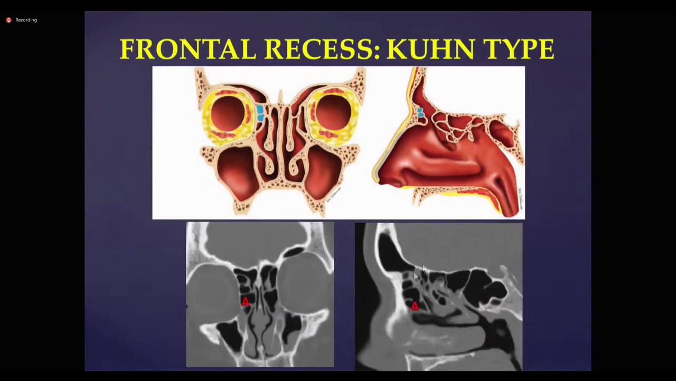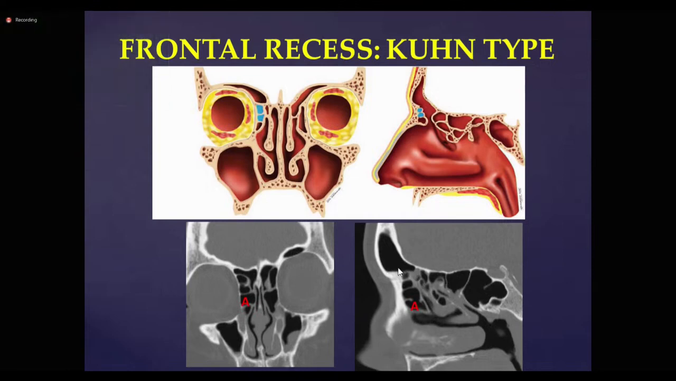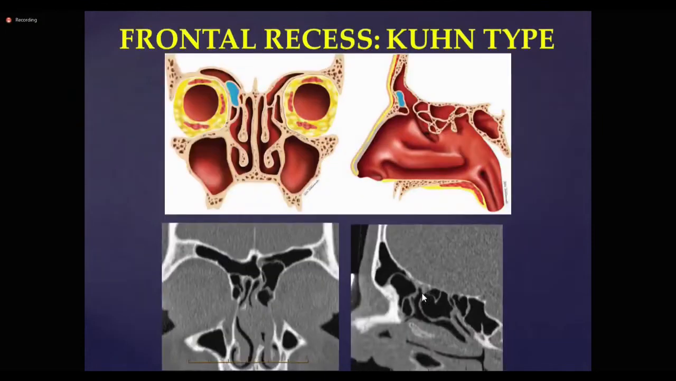Type 2 is a tier of cells. See the tier of cells attached to the anterior wall. Number of cells 2, 3, 4, but still below the level of the beak. More difficult than type 1. So you have to individually take care of all these cells and flush them with the beak so that your frontal drainage pathway is widened. This is type 2.